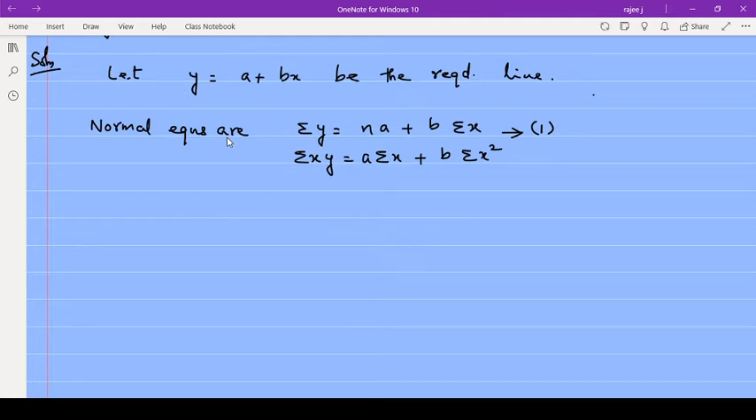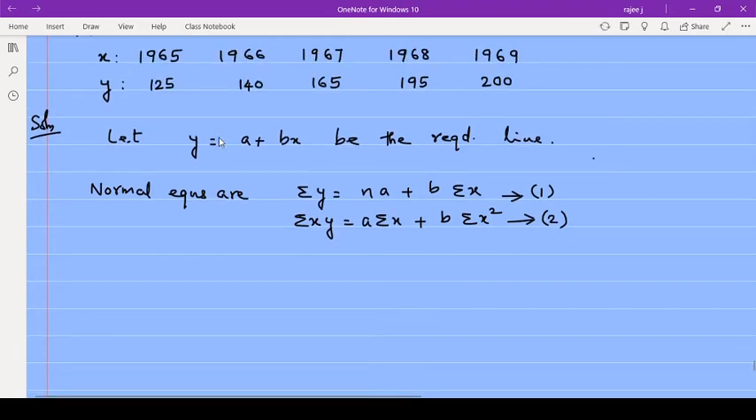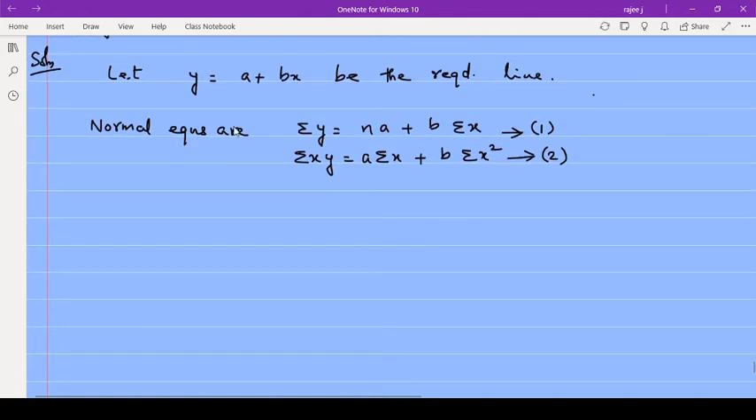Okay, so since there are two unknowns, you have to have two equations. Therefore we'll take this as equation number 2. Now in this equation you have x square, you have xy and so on, so from this data you have to get x square. When you do x square, 1965 into 1965, that will be a very big number. So here we can use the deviation method or assumed mean method.